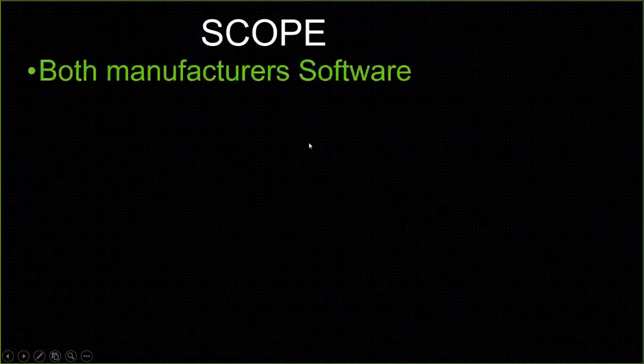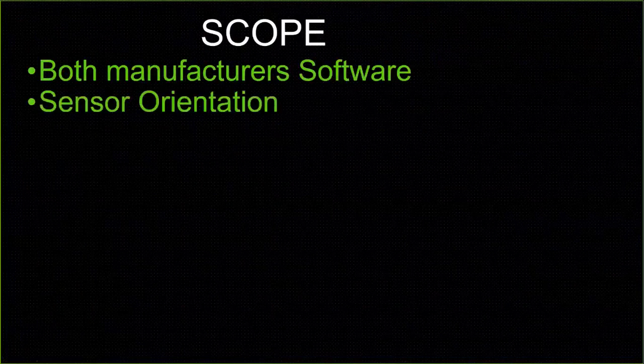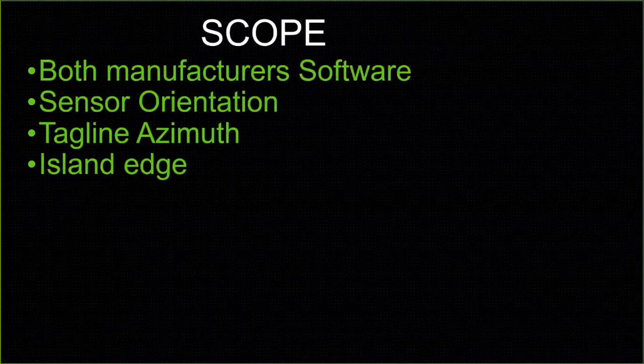So we're going to look through each manufacturer's software options and have a little look there for people who haven't maybe read either one. Sensor orientation was one of the things that we're going to look at. Tagline azimuth, island edges, compass on or off.